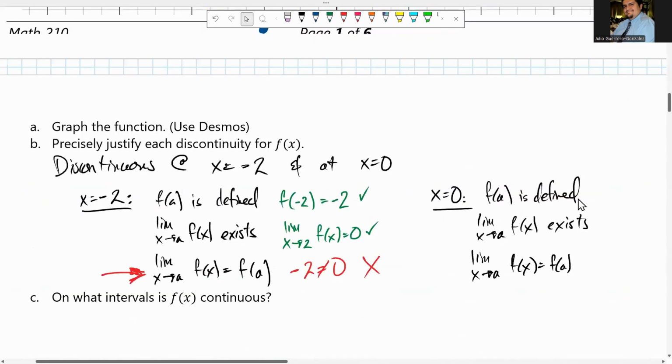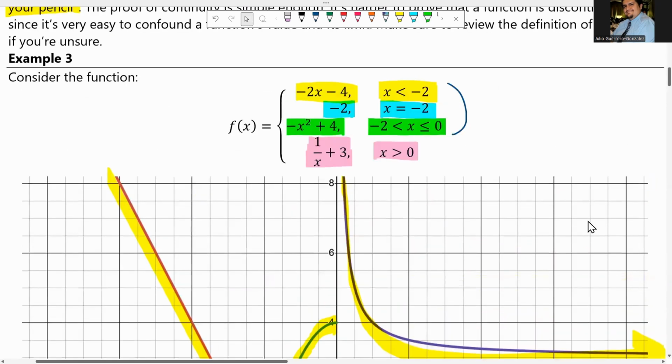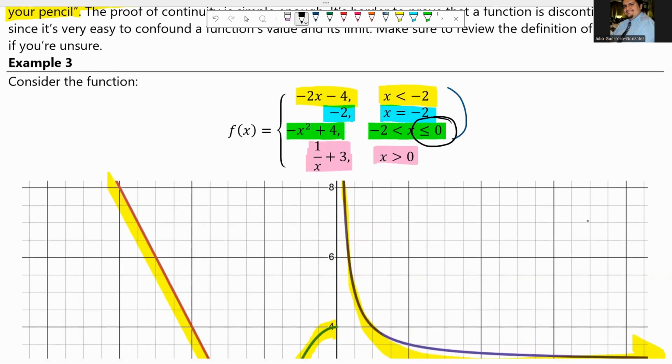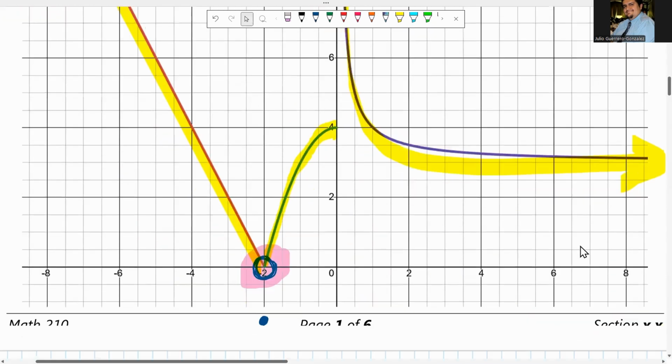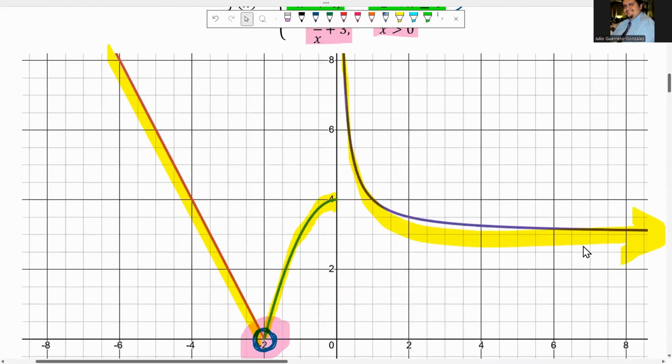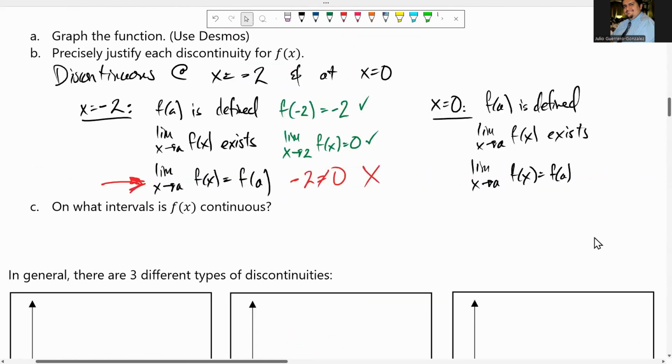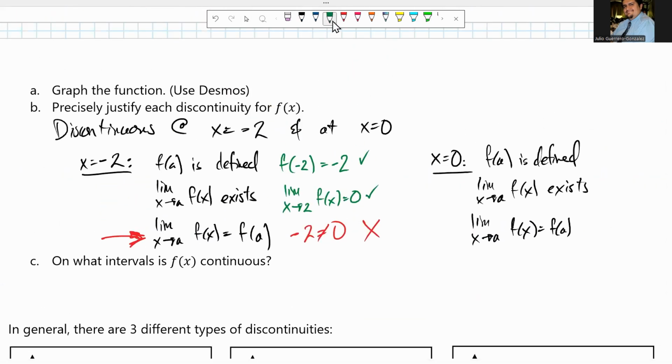Is f of a defined? According to this, yes, it is. It is defined by the third equation. So I can plug it in, and I should be able to get a value. So in this case, if you take a look at the graph, it's telling us that f of 0, I'm going to put it over here in green again, f of 0 is equal to 4. So there's no problem with that condition.